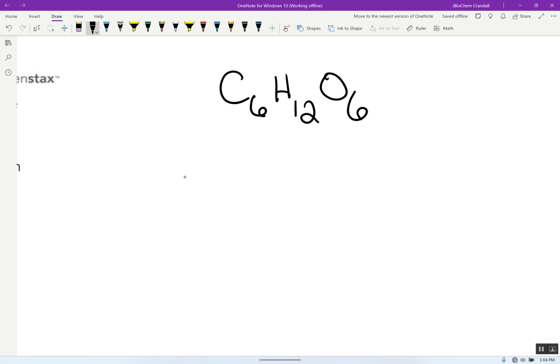Does anybody know what that is? Sugar. Glucose, or fructose, or galactose. It's one of the monosaccharides. It's the molecular formula of a monosaccharide: glucose, galactose, or fructose. Okay?